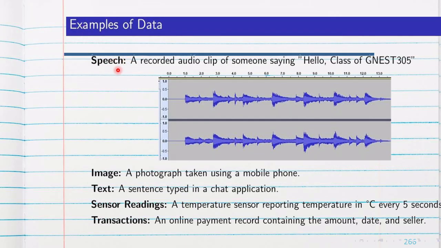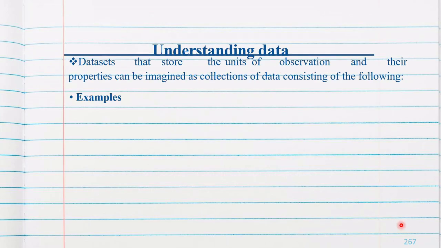So it can be speech. Speech means a recorded audio clip of someone saying, "Hello, class of GNST 305." Then image, a photograph taken using a mobile phone. Text, a sentence typed in a chat application. Sensor data, that is a temperature sensor reporting temperature in degrees Celsius every 5 seconds. Transaction, an online payment record containing amount, date and seller. These are examples of data.